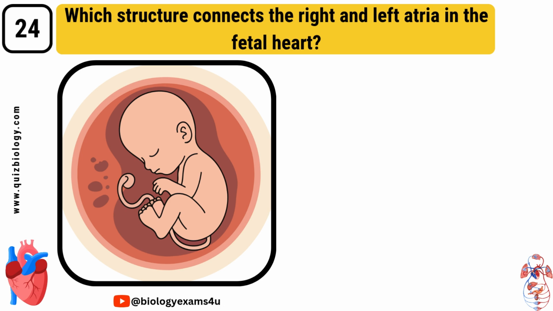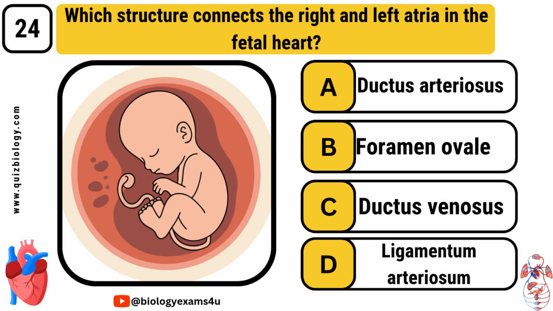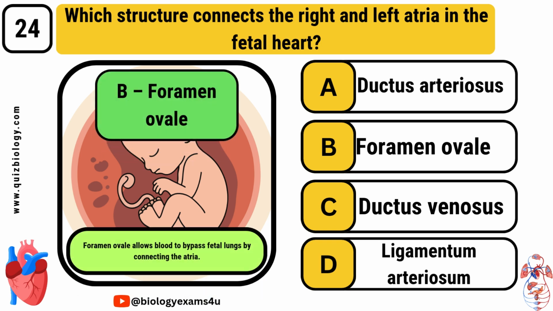Which structure connects the right and left atria in the fetal heart? Ductus arteriosus, foramen ovale, ductus venosus, ligamentum arteriosum. Foramen ovale allows blood to bypass fetal lungs by connecting the atria.